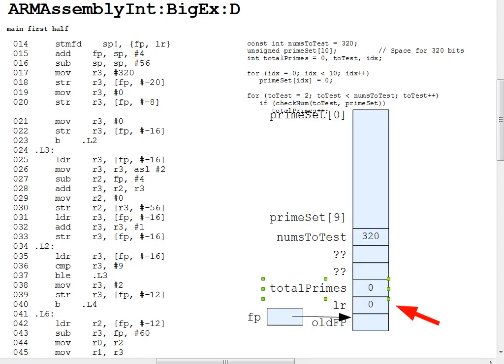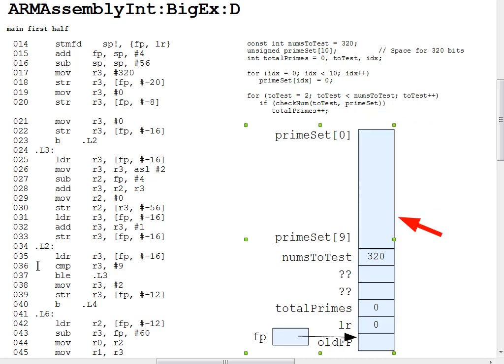And here's a reasonable answer, as shown in the notes. The stack frame begins with the old frame pointer, and above that's LR. The total primes comes above that, set to 0. And we have a couple of unknowns, and then there's nums to test at 320, and then 40 bytes of prime set information with prime set 0 at the top. And the reason for that, again, is that the addresses increase from top to bottom, so the array indexes have to be in that order. I'm going to move that around a little bit.